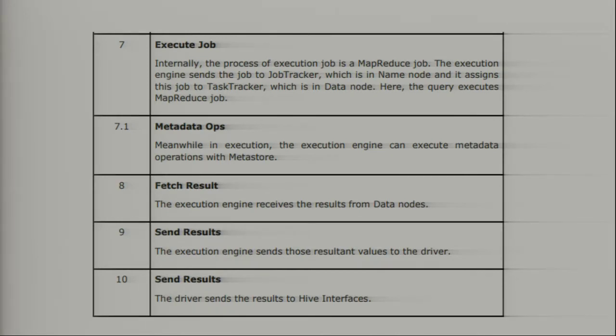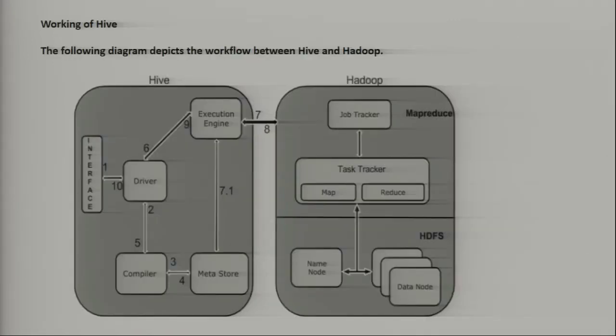Now, once the execute job is done and metadata ops is done, what is the point? We are talking about the 8th step, that is fetching the result. The execution engine receives the results from data nodes. So from the data nodes, the result is being computed, the job is done, and that has been sent back to the task tracker, to the job tracker. We get the 8th step back to the execution engine. You can see the arrow is both ways. The two-way communication is being established.